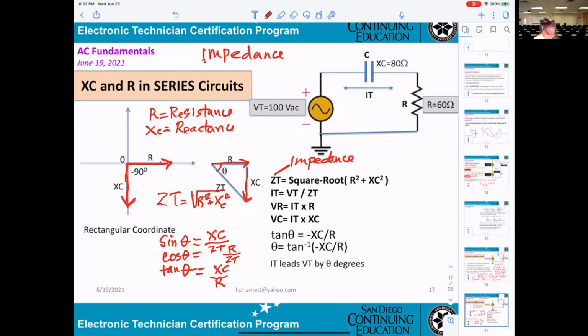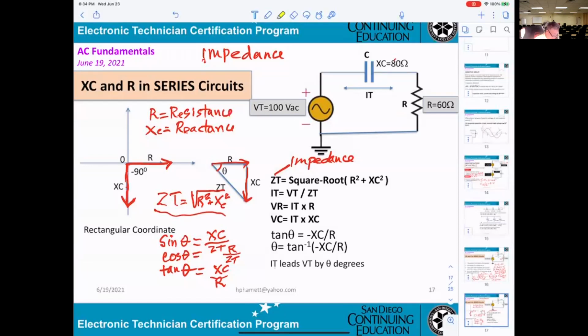So how come you cannot add 80 ohm to 60 ohm to get a total? Because they are out of phase. The R doesn't have a phase, and the XC and the XL do. The reason you cannot add them up is they are not the same phase. One will be leading another one by 90 degrees. So in order to get a total impedance, you have to use the formula I just gave you here: square root of R squared plus X squared.